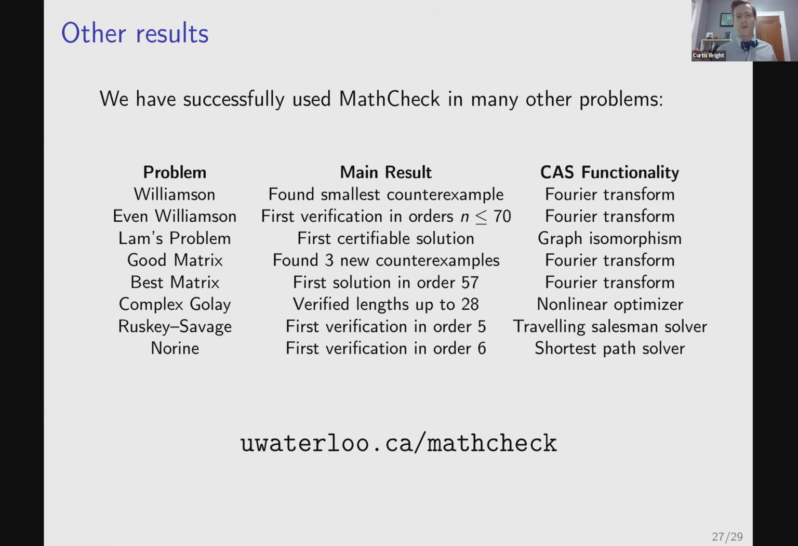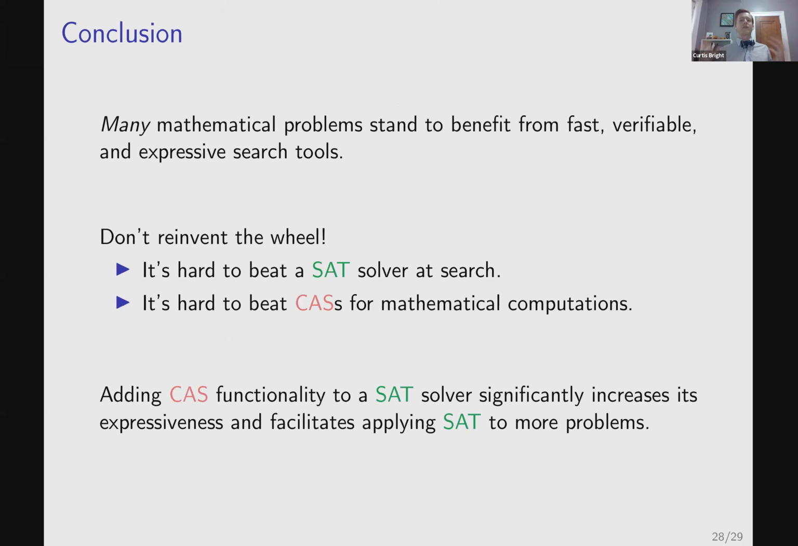So the Fourier transform, of course, comes up in many of these problems. Graph isomorphism, as I mentioned. We also used nonlinear optimization. We used traveling salesman solving and shortest path solving for graph theory problems. If you are interested, check out the website. All of these problems have been specified, and we published many papers on these topics where it's all spelled out in detail. All right, so I just want to sum up with a conclusion.